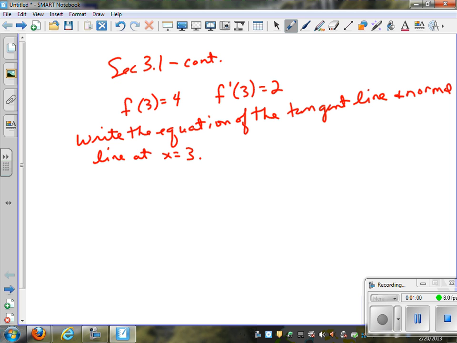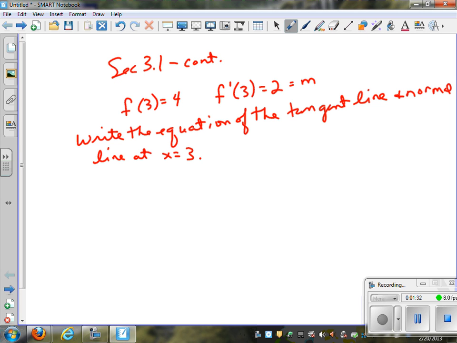So tell me what's that information I need to give you? What is that? Okay, part of it does. So what's my slope? 4. No, 2. Why 2? Because the derivative is your slope of the tangent. So my slope will be 2, because that's the derivative at 3.